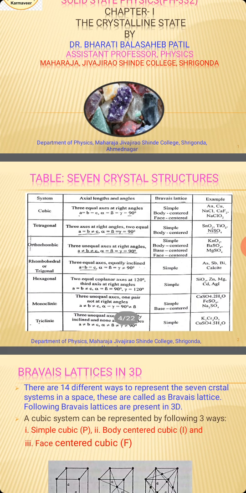We have also mentioned the letters to assign these cells. Suppose I want to assign a primitive cell, then I will use capital P. If I want to mention base centered unit cell, I have to write capital C. Then face centered is denoted with capital F, and body centered is denoted with capital I.